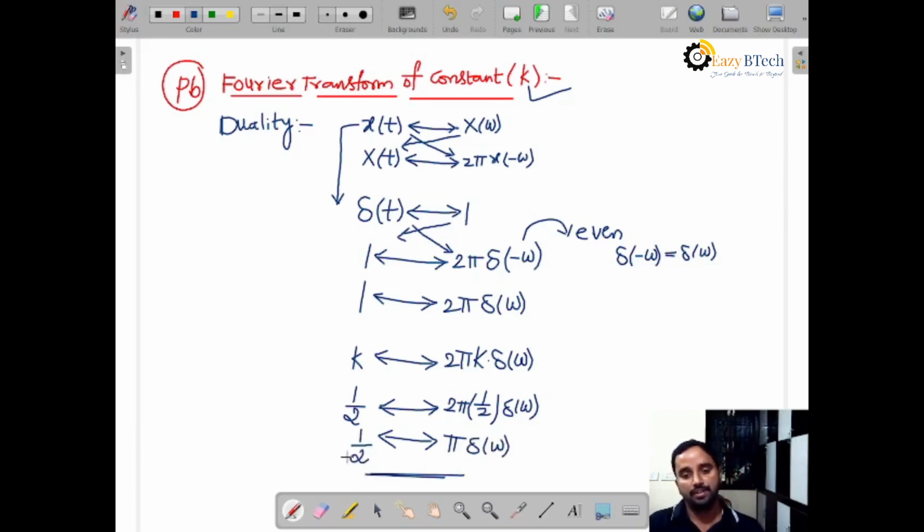Very simple and important. As per the duality property we can do it easily. Using properties we can solve the problems easily. That is the usefulness of the properties. Let's go to another problem.